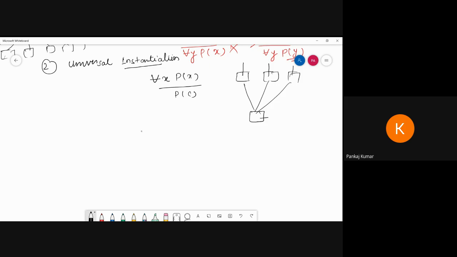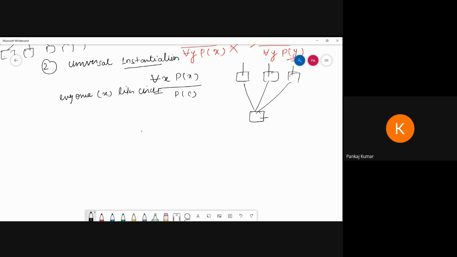So what is the meaning of like? Suppose I take one example. Suppose I'm writing everyone, and everyone is denoted as x. Then what is the x? The x may be male, female, anything. Everyone likes cricket.